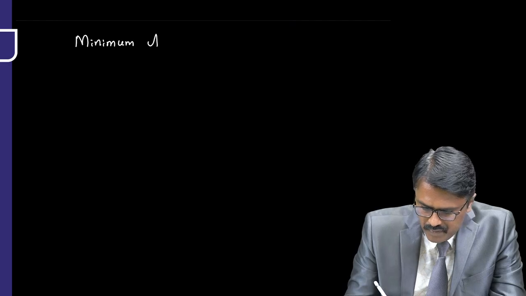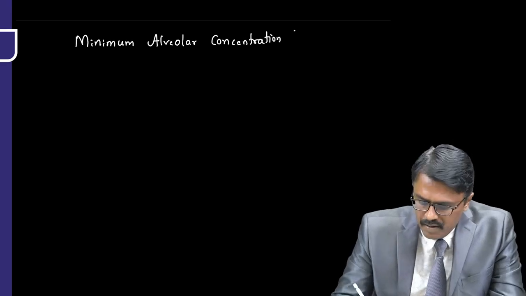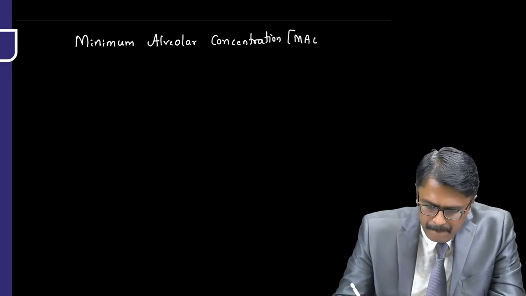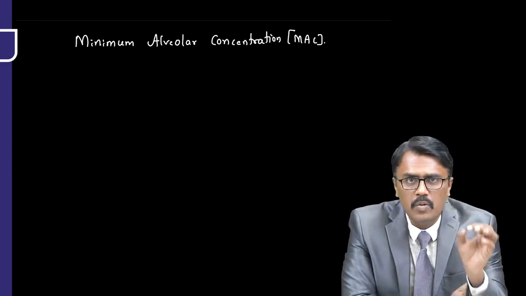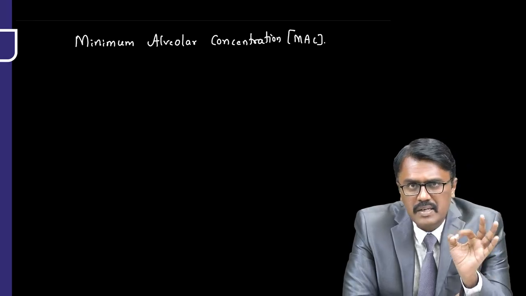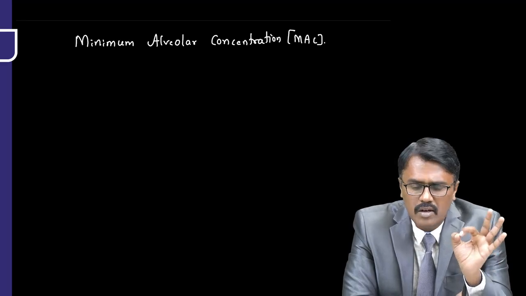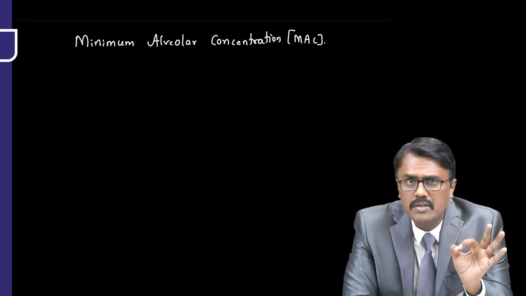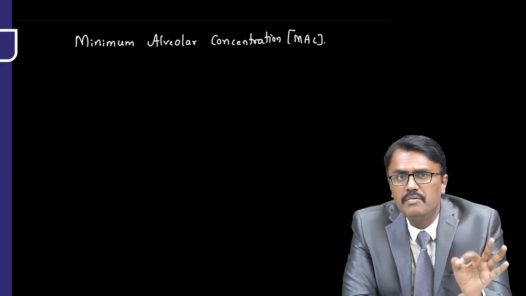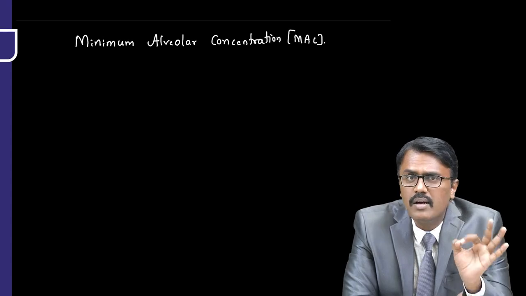Minimum alveolar concentration. So it is called the MAC value, MAC. It is nothing but the lowest concentration of general anesthesia required to be present in alveoli, which produces immobility in 50% of population. 50% of population, that is called MAC.